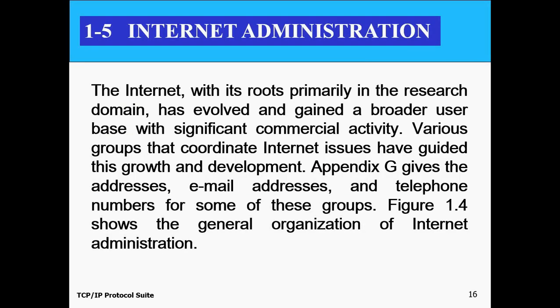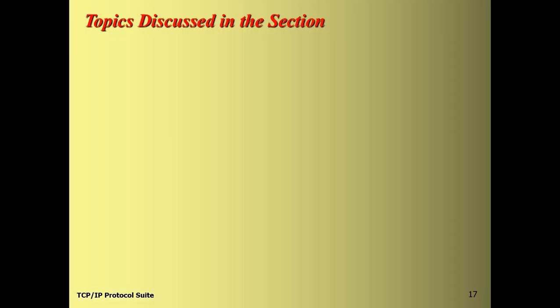Internet administration. The internet has its roots primarily in the research domain, and has evolved and gained broader use with significant commercial activities. Various groups that coordinate internet issues have guided this growth and development. Appendix G gives the address, email address and telephone numbers for some of these groups, and this appendix G is in the Forouzan book.